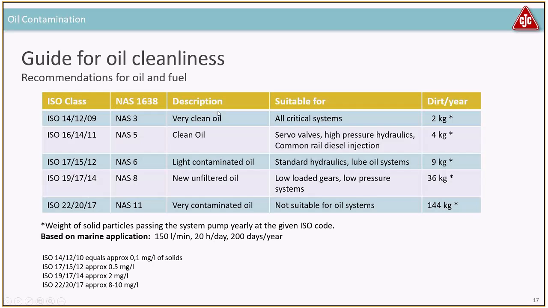And why you want to clean the oil is because of this, for example. If you have an ISO class like new unfiltered oil, like I showed you before, at 19/17/14, that is similar to a NAS 8. This you can use for low loaded gears, low pressure hydraulic systems, and so on. But if you're running this system with a 150 liter an hour pump, the main pump, 20 hours a day, 200 days a year, this will circulate 36 kilos, or something like 70 pounds, of dirt per year over that main pump.